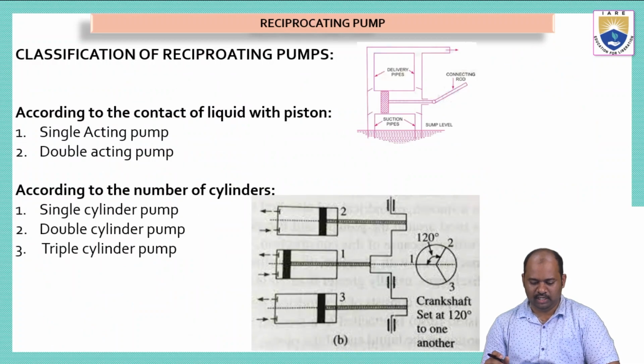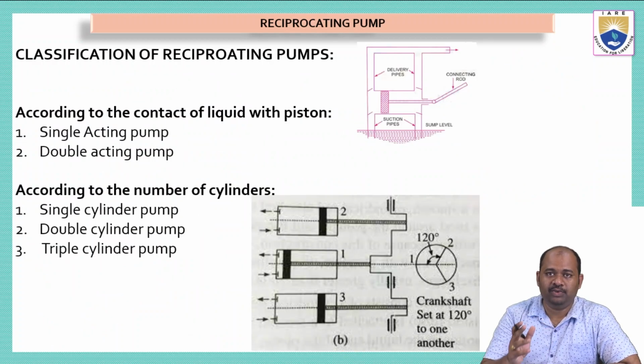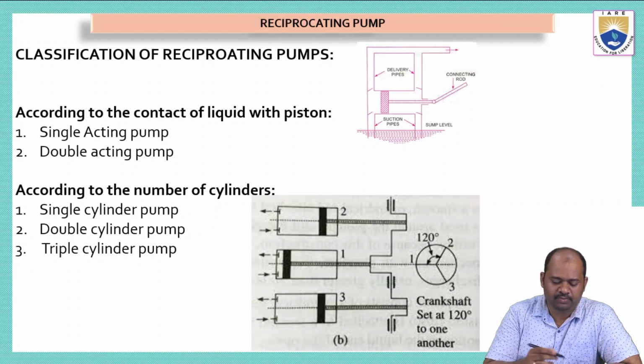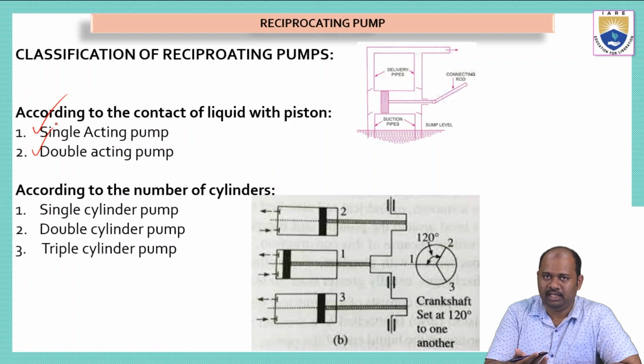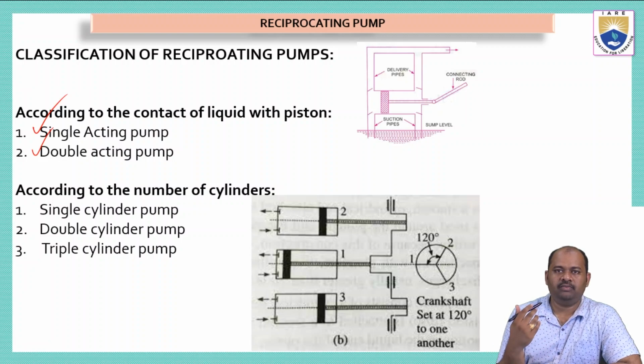Okay. Now, let us try to see the classification of different reciprocating pumps. So there are different types of pumps, that is single acting pump and double acting pump, where we will study in a bit how a single acting pump will work. Based on that, we will try to understand the working of a double acting pump as well. And then according to the number of cylinders present in the pump, we have three types, that is single cylinder, two cylinder, three cylinder.